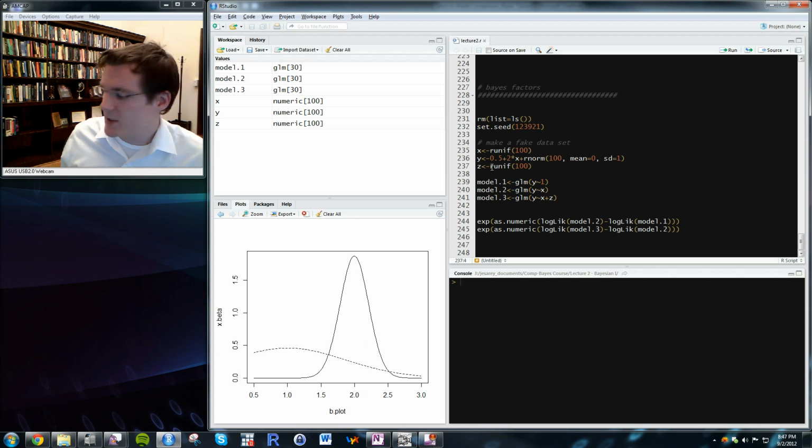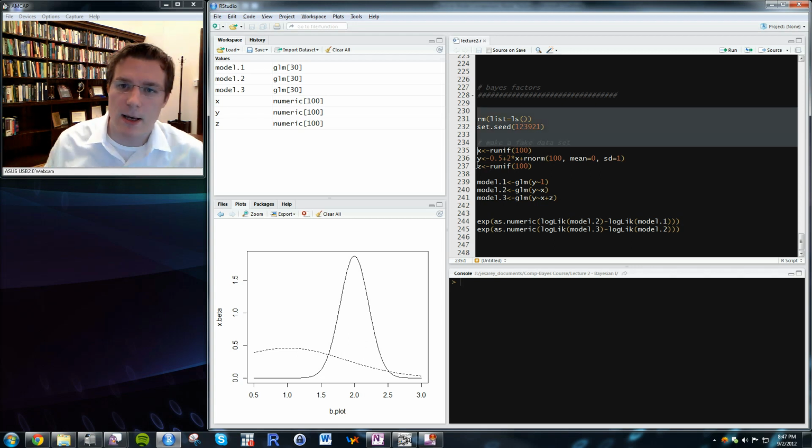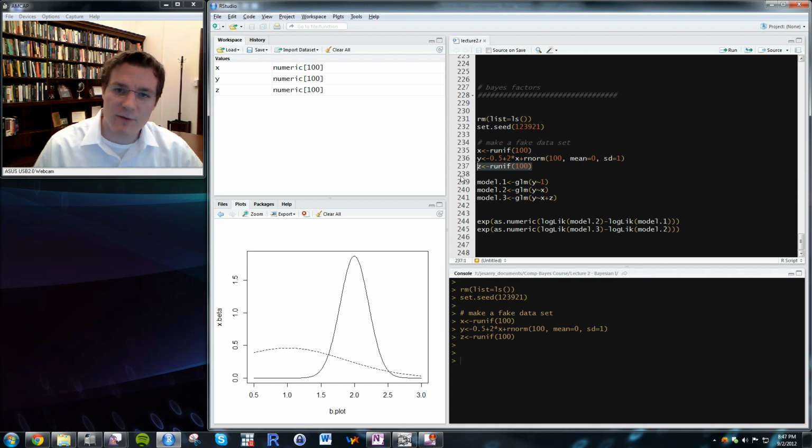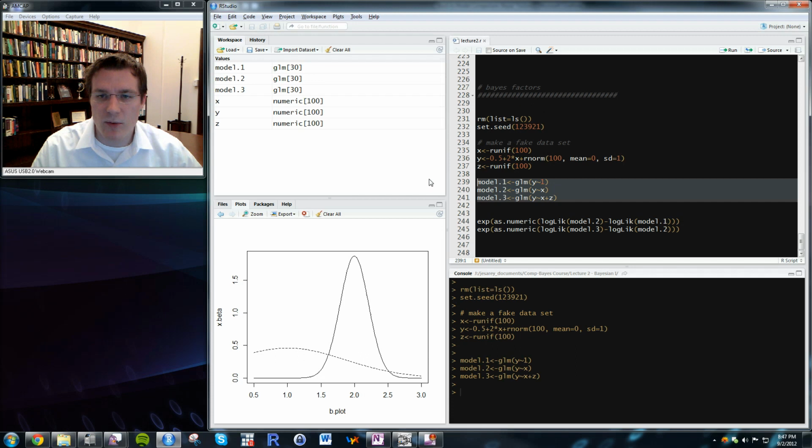What I've done here is I've created a fake data set where y is a function of x: y is just a half plus 2x plus a normally distributed error. And I've got an irrelevant variable here, z. I'm going to run 3 models, one with y modeled just as a constant, one with it modeled using x, and one with it modeled using x and z.